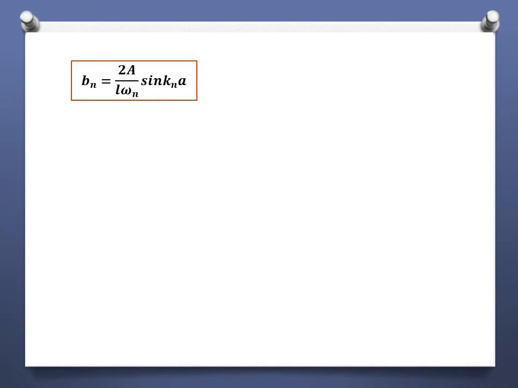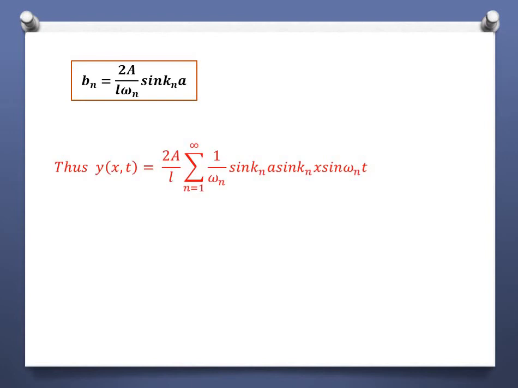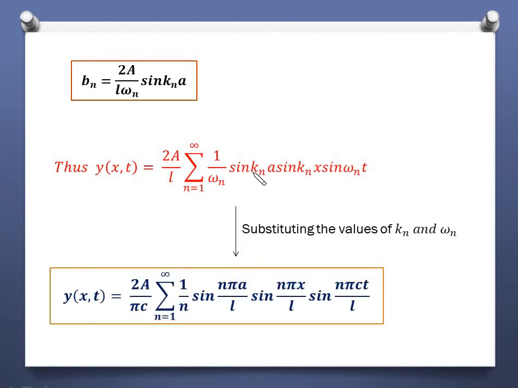Now we know an, we know bn. So just write down the equation. So this is our final equation. Okay, this is the final form which we want. Just substitute the value of omega n, kn. Substitute those two values, you will get the form of y.